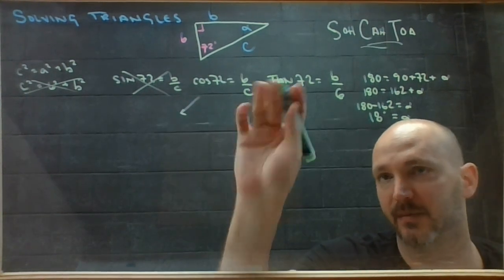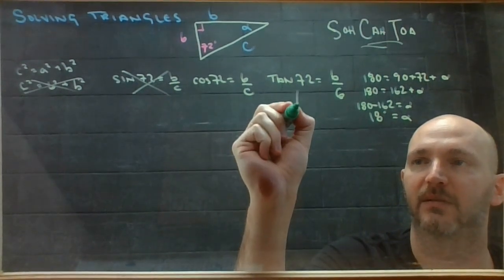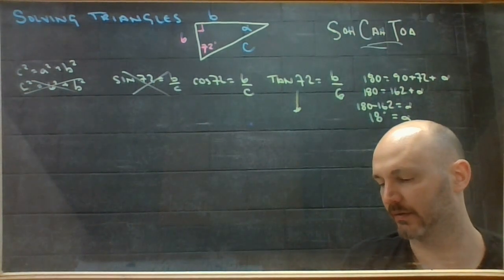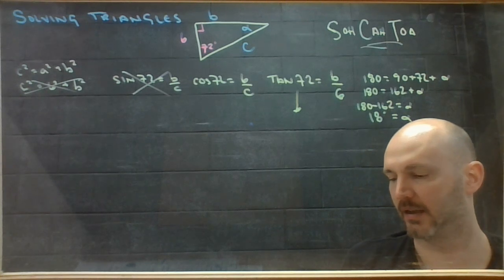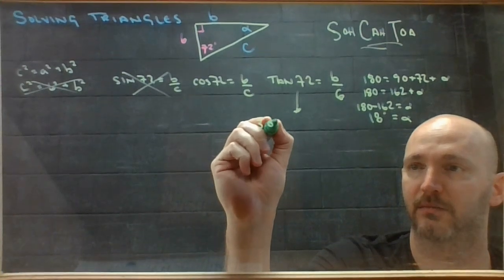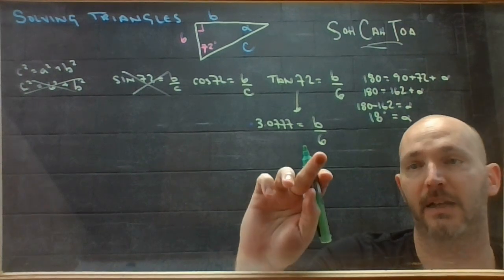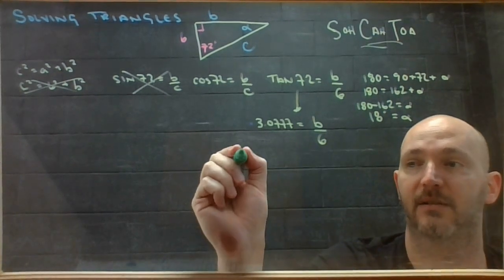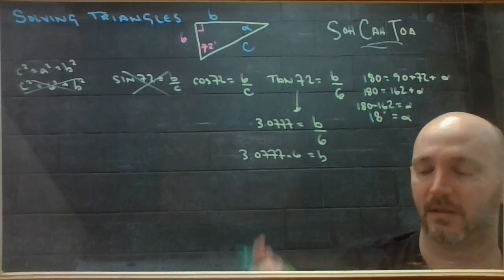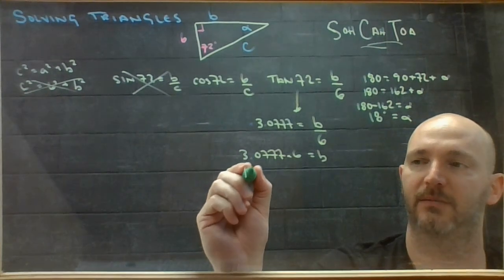I'm just going to squeak over here so I have some room. Actually, maybe I'll do the tan first. Tan 72 is 3.0777. And I have to clear out this dividing by 6 by multiplying the other side. I end up with 18.4661.